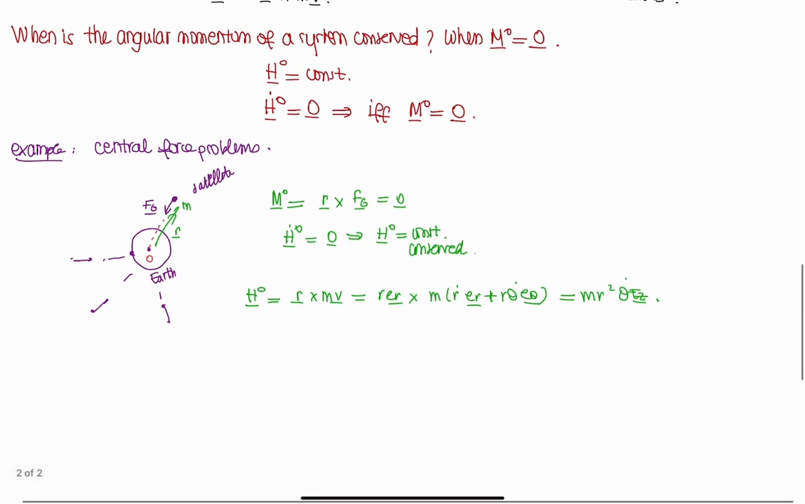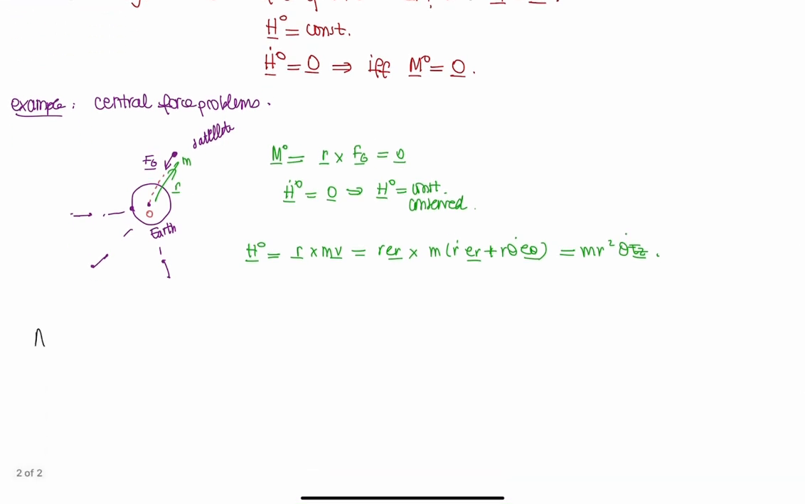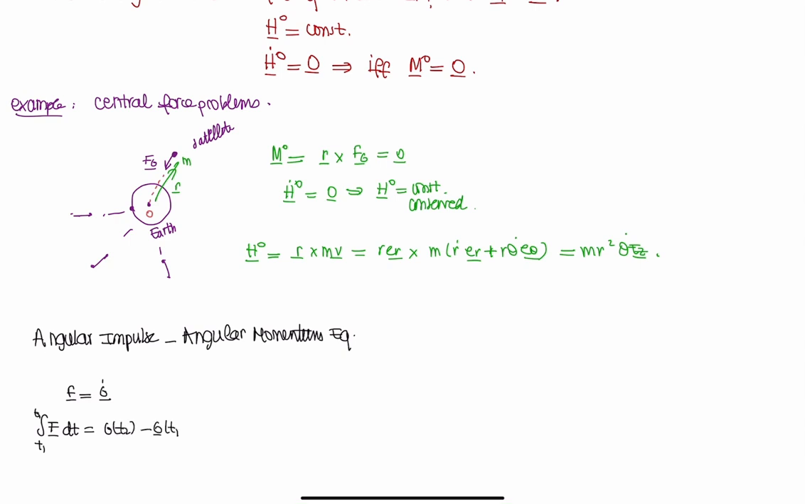One last thing that I want to mention is the angular impulse angular momentum equation. That's in direct analogy to the linear impulse linear momentum equation. Remember, the balance of linear momentum is F equals G dot, and we can write the linear impulse linear momentum equation as the integral of F dt, between t1 and t2, is equal to G at t2 minus G at t1.